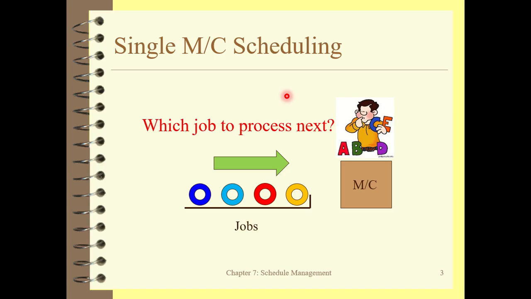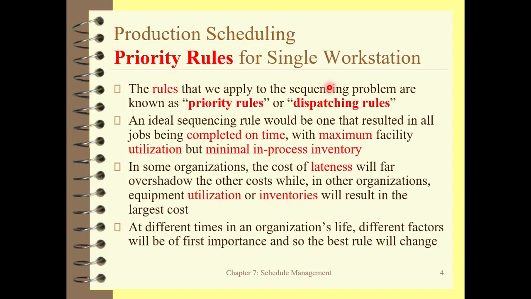The problem that we are going to face today is that we have one machine here, we have several jobs here, and you are the decision maker. You need to select which job to process next in order to get good performance. To do that, you need to use some kinds of rules. We will provide several basic rules for you to use, and that kind of rule we call priority rules.